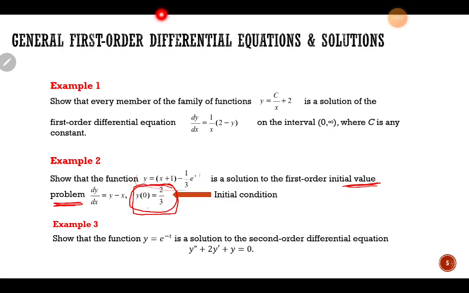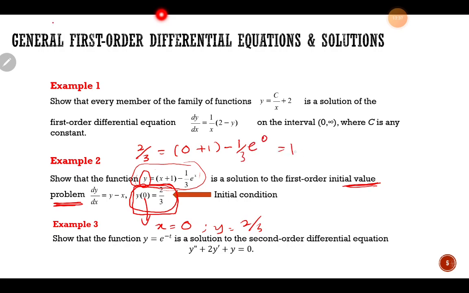Cuba you gantikan. 0 ni apa? Maknanya dia kat sini x sama dengan 0, y sama dengan 2/3. So, kalau you cuba gantikan ke dalam ni, when x is 0, y equals to 2 over 3, betul tak kita dapat? Y sama dengan 2/3 sama dengan x 0 tambah 1 tolak 1/3 e power of 0. So, maknanya dia sama dengan 1 tolak 1/3. Betul lah. Dia sama dengan 2/3. Same as on the left hand side.